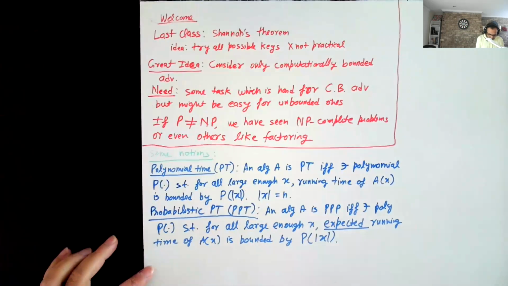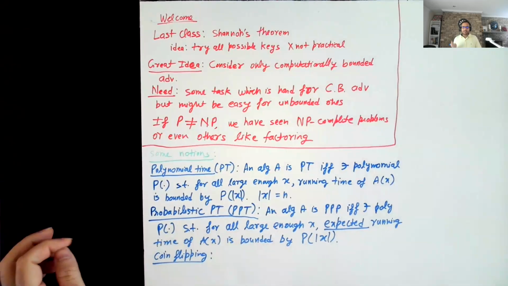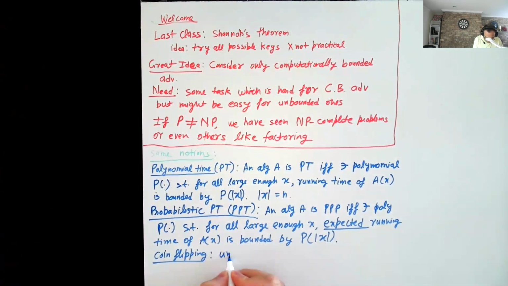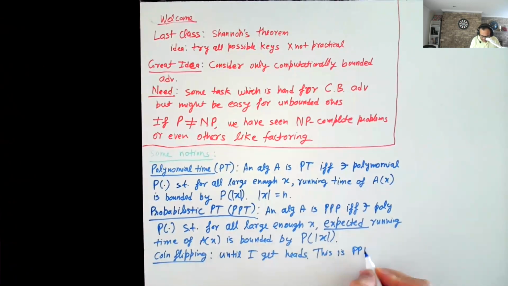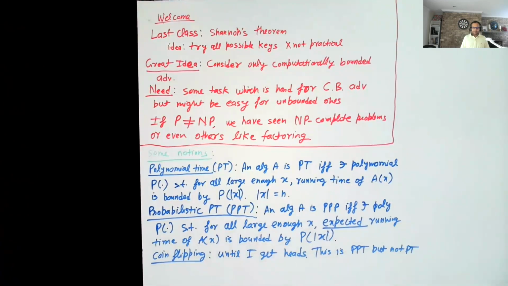Okay, as an example, we can take coin flipping. Let's consider the following experiment. I keep flipping a coin until I get a heads, right? In that case, we cannot bound the running time of this algorithm. For all we know, I might just keep flipping a coin and I might never get a head, right? On the other hand, the expected running time of this algorithm is polynomial. So this is PPT, but not PT. Okay. So in cryptography, generally we will consider algorithms or adversaries whose running time is probabilistic polynomial time. So any questions so far?